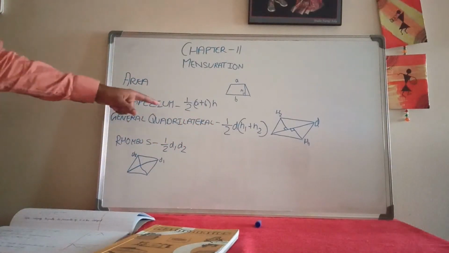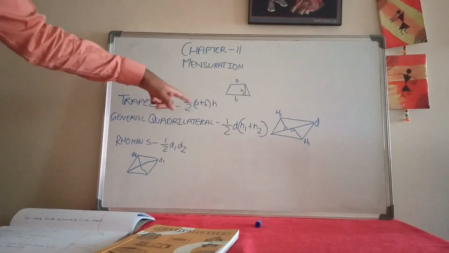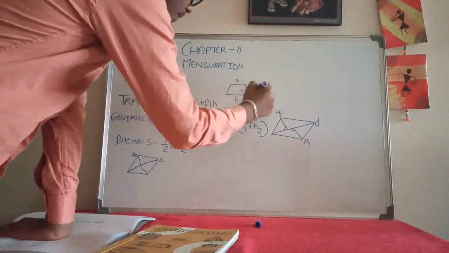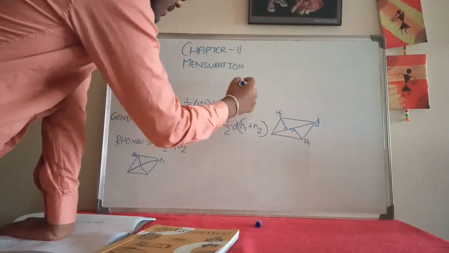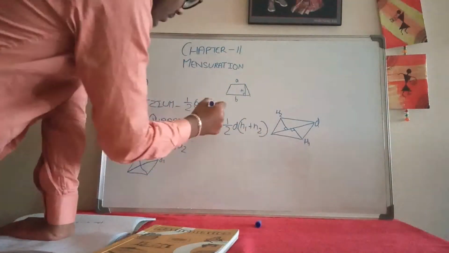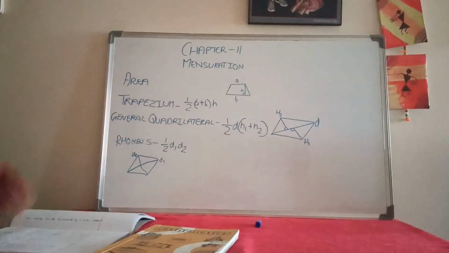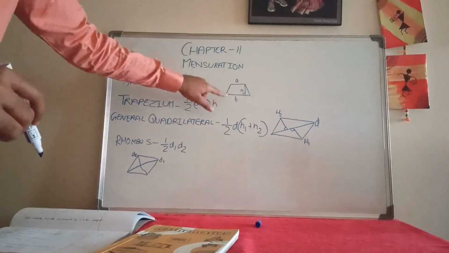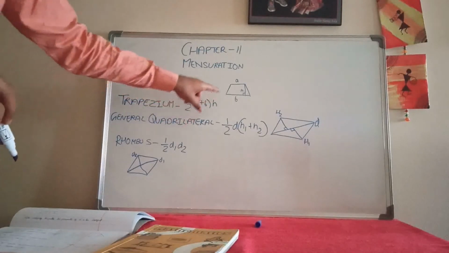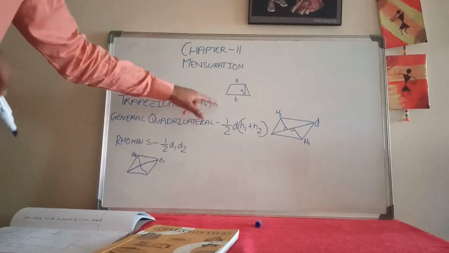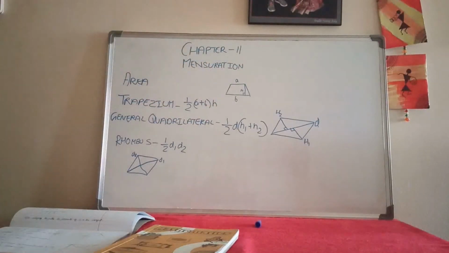So talking about trapezium, it is 1 by 2 into a plus b, where a and b are the two parallel sides, as you can see in the diagram. This is one parallel side, this is another parallel side, into h. That's the height. Height means the distance between the two parallel sides. So 1 by 2 into the sum of the parallel sides into the distance between the parallel sides. So it is 1 by 2 into a plus b into h.